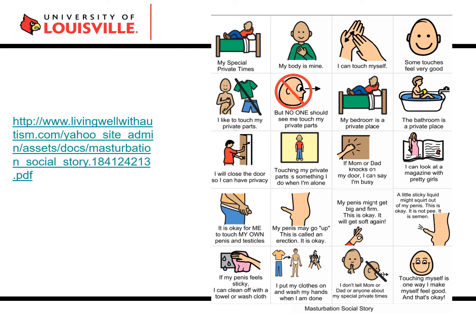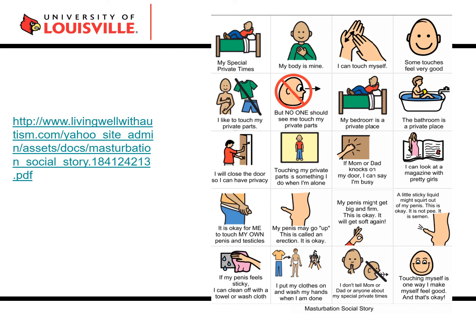A little sticky liquid might squirt out of my penis. This is okay. It is not pee. It is semen. If my penis feels sticky, I will clean it off with a towel or washcloth. I put my clothes on and wash my hands when I am done. I don't tell mom or dad or anyone else about my special private times. Touching myself is one way I can make myself feel good, and that is okay.